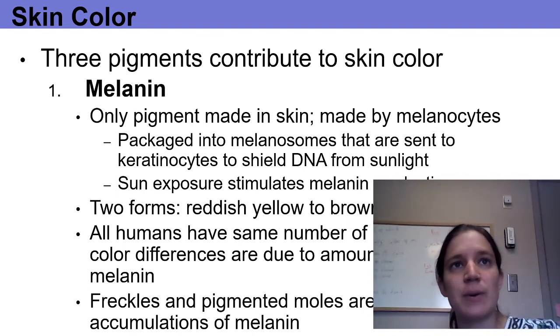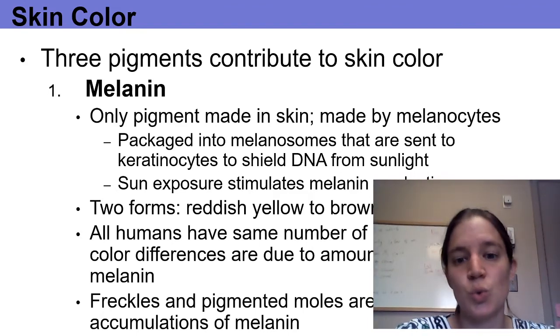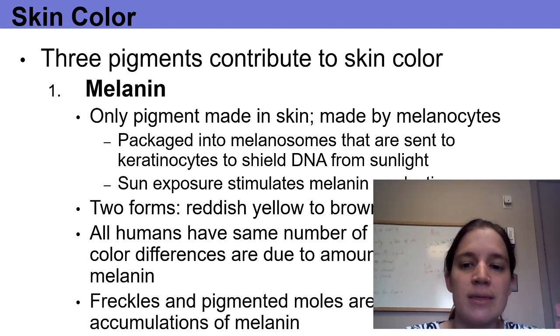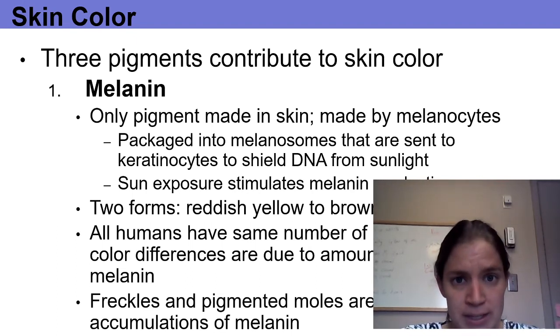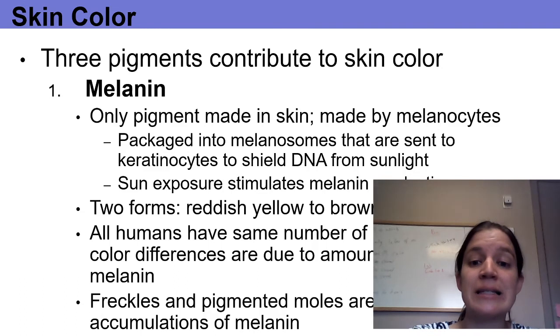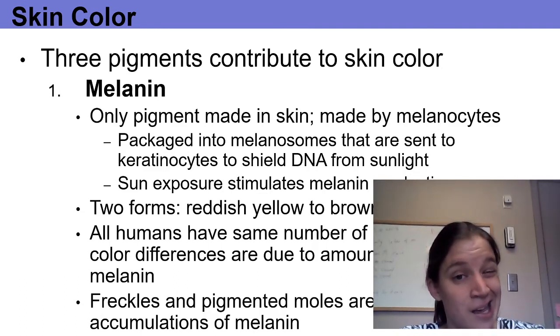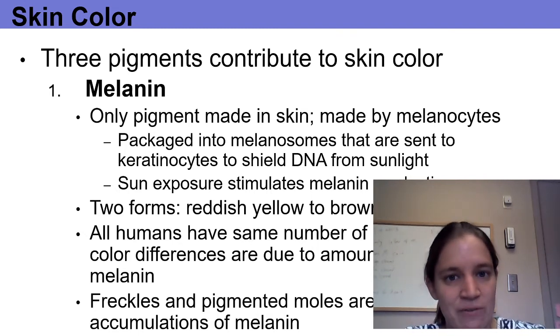It's made by melanocytes but sent to most skin cells. The point of this is to shield DNA from sunlight. So sunlight can damage DNA. That can become a problem. The cells aren't behaving the way you want them to behave. So melanin protects from it. Sun exposure stimulates melanin production. So this is why you'll notice getting tan the more you're in the sun. For some people, some of us, it's more challenging to tan than for others. It's very sad.